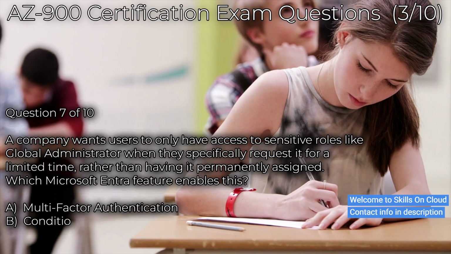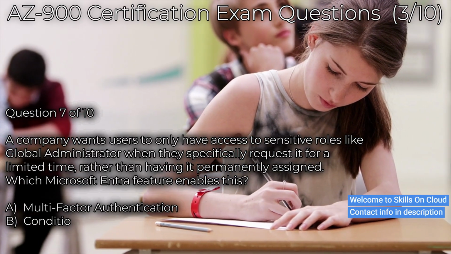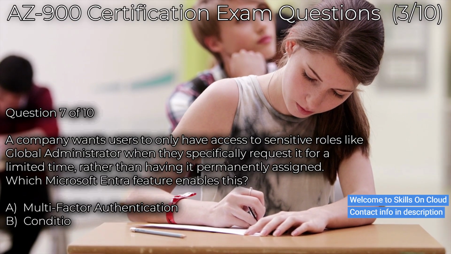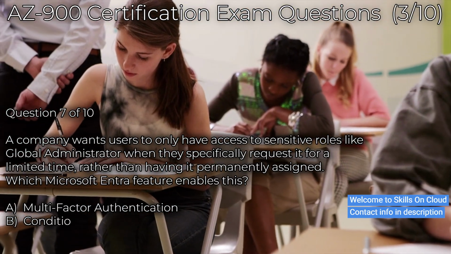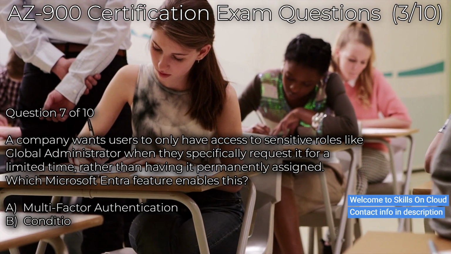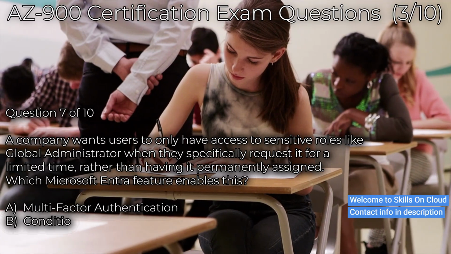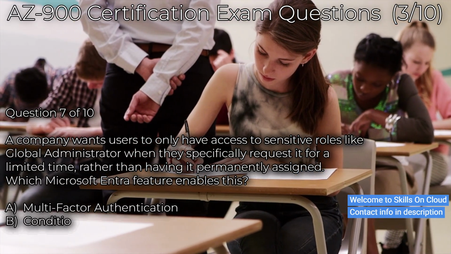Option A, multi-factor authentication. Option B, conditional access. Option C, privileged identity management. Option D, role-based access control. Think about just-in-time access. The answer is C, privileged identity management, commonly known as PIM.